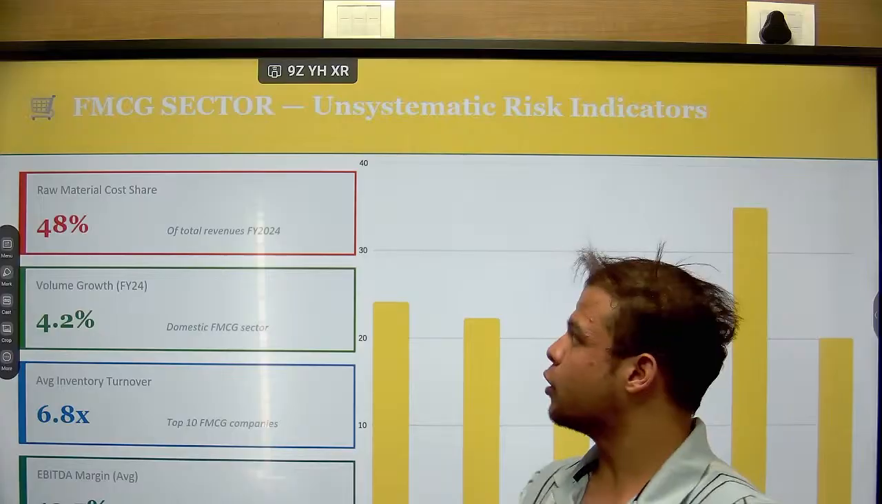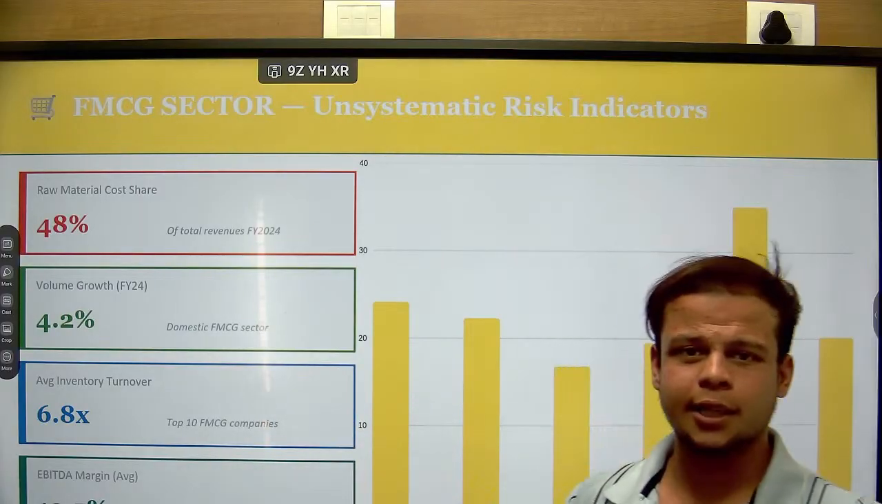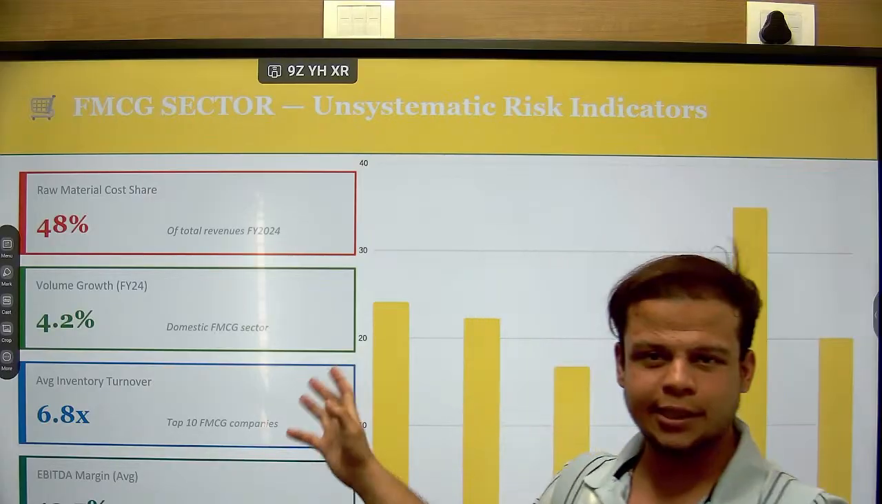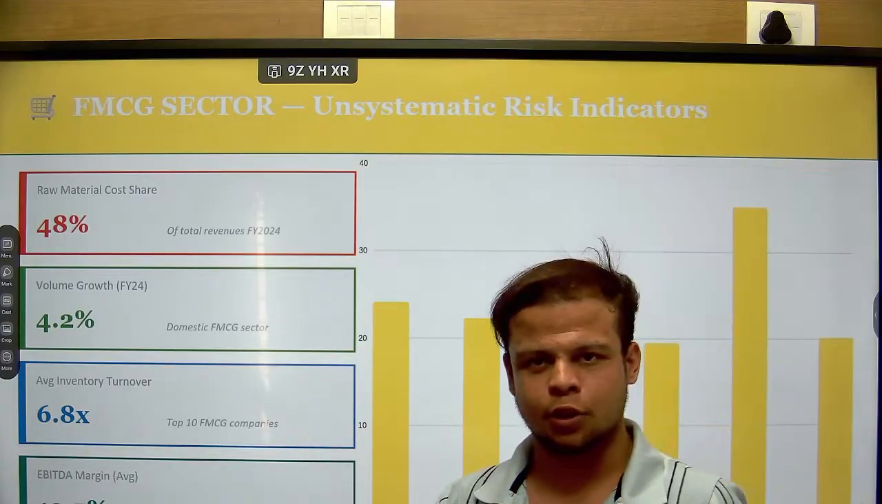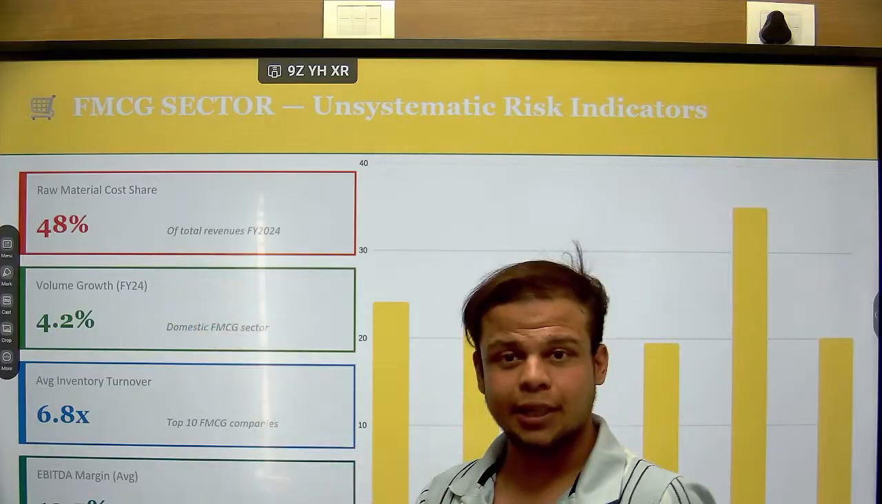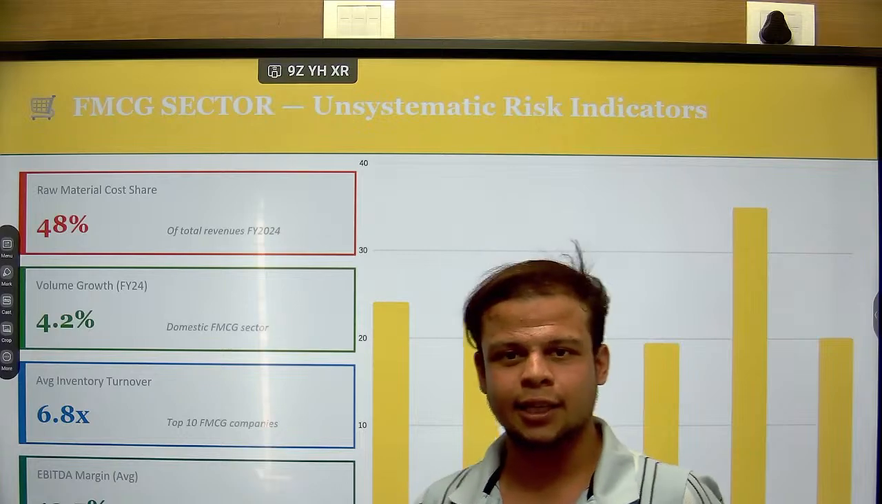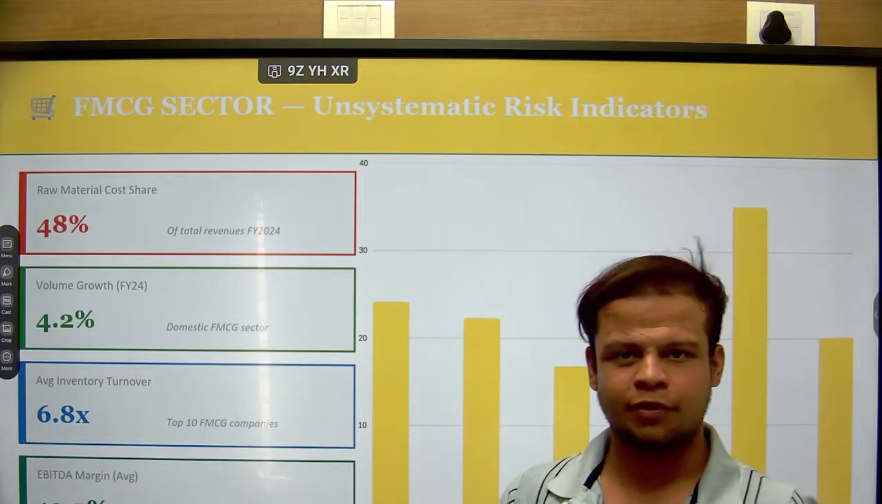Let's step into the FMCG sector. FMCG companies like HUL and Unilever are some of the examples. So in this slide, we have taken all these sectors as a whole. The major indicator for FMCG will be raw material cost. As I said earlier, costs are very important for FMCG.